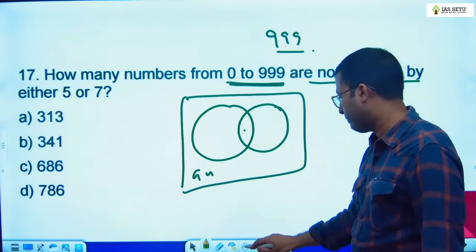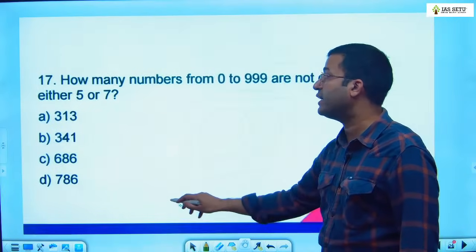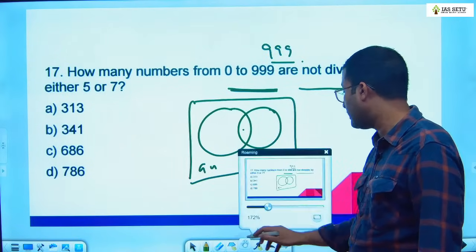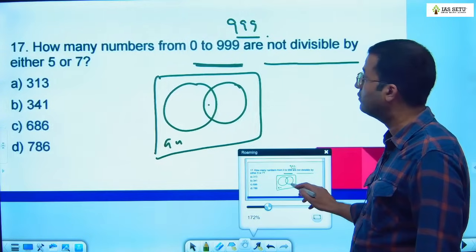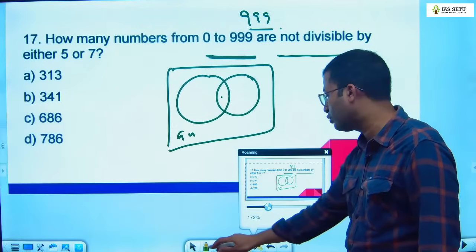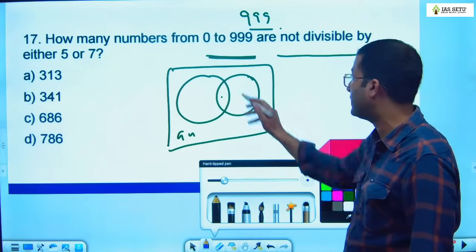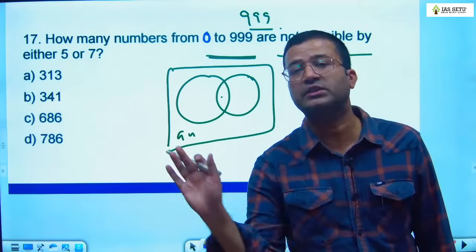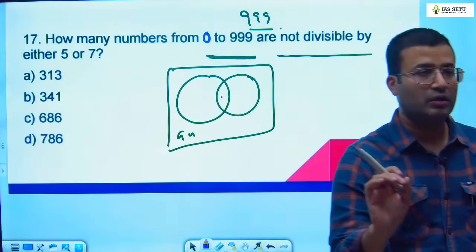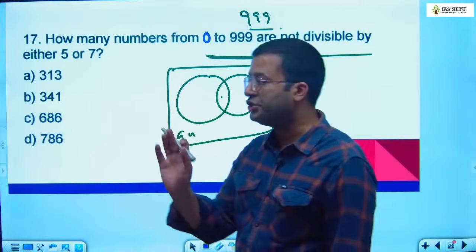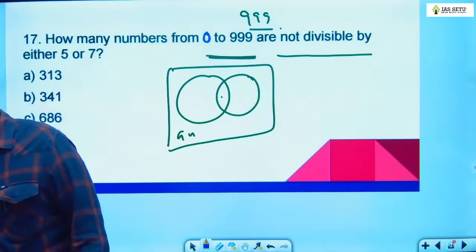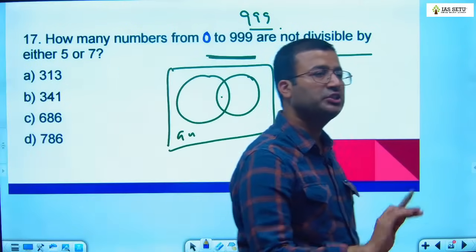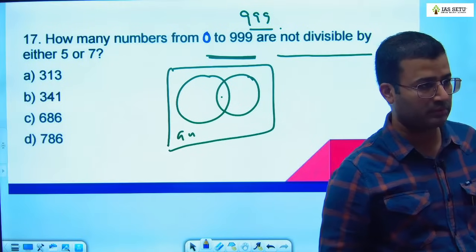Divisible by 5. From 0 to 999, how many numbers are there which are divisible by 5? 190. अच्छा, इसमें कैच है, 0 इंक्लूडेड है ना. 0 इज डिविजिबल बाय ऑल द नेचुरल नंबर. 0 5 से भी डिवाइड होता है, 7 से भी होता है, 0 सबसे डिवाइड होता है. आई रिपीट, 0 इज डिविजिबल बाय ऑल द नेचुरल नंबर.